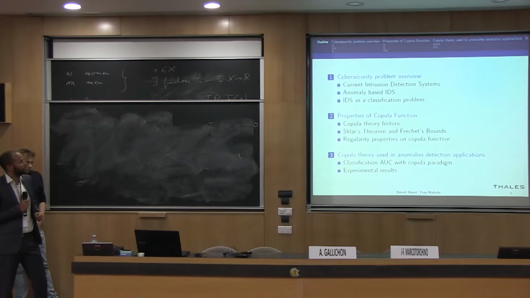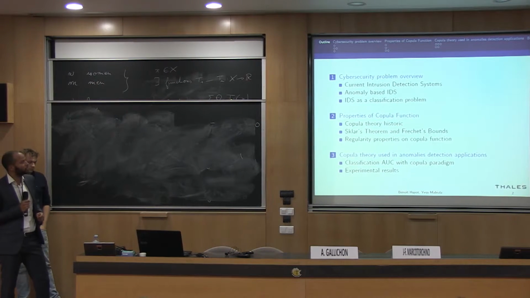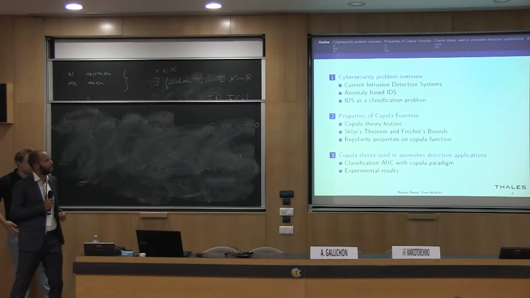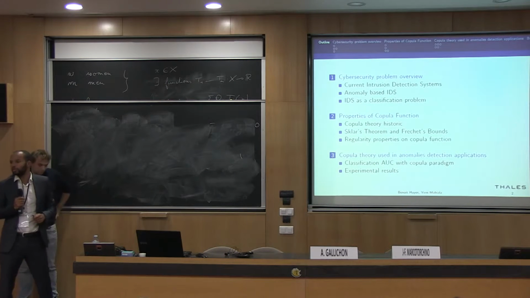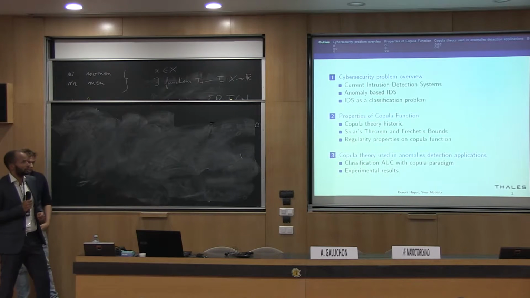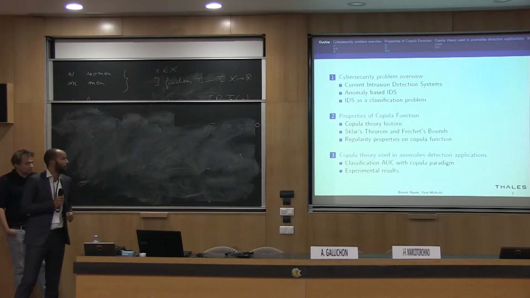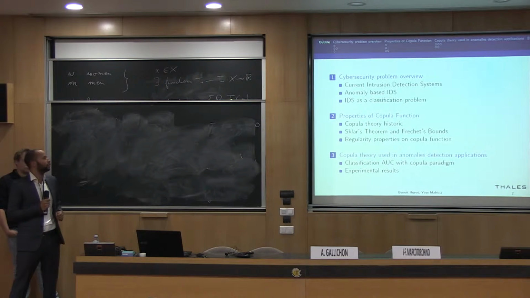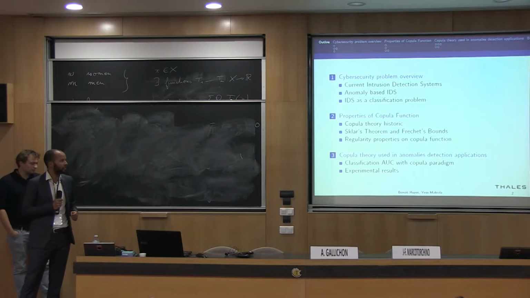In the second part, I will leave the floor to Benoit. He will present you some of the properties of the Copula function, especially highlight how we can choose a good Copula function for scoring, and make a link from Copula theory to optimal transport theory. And then we are going to conclude essentially by illustrating the performance of the approach we built on a regular data set.